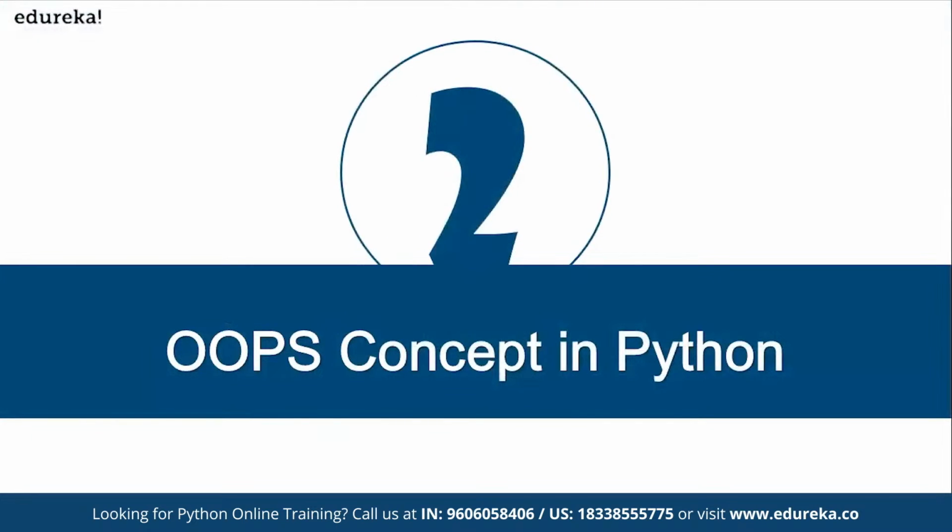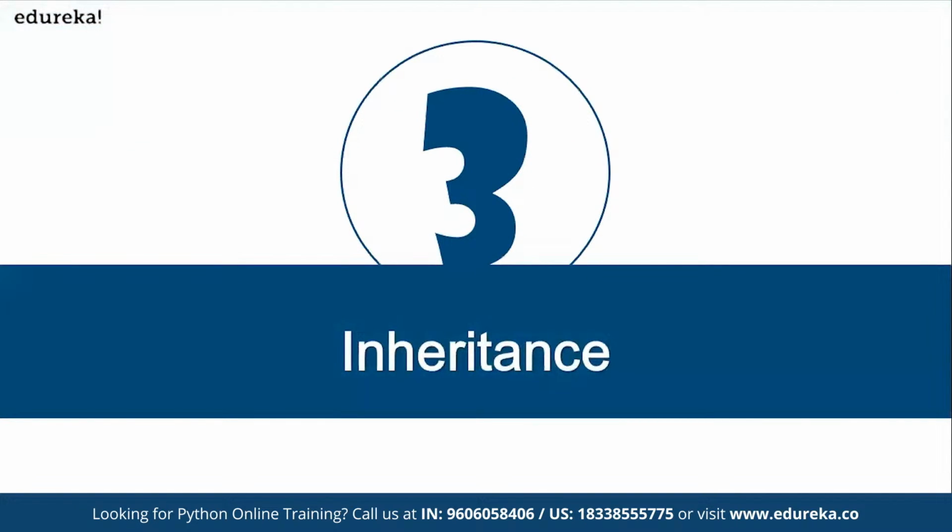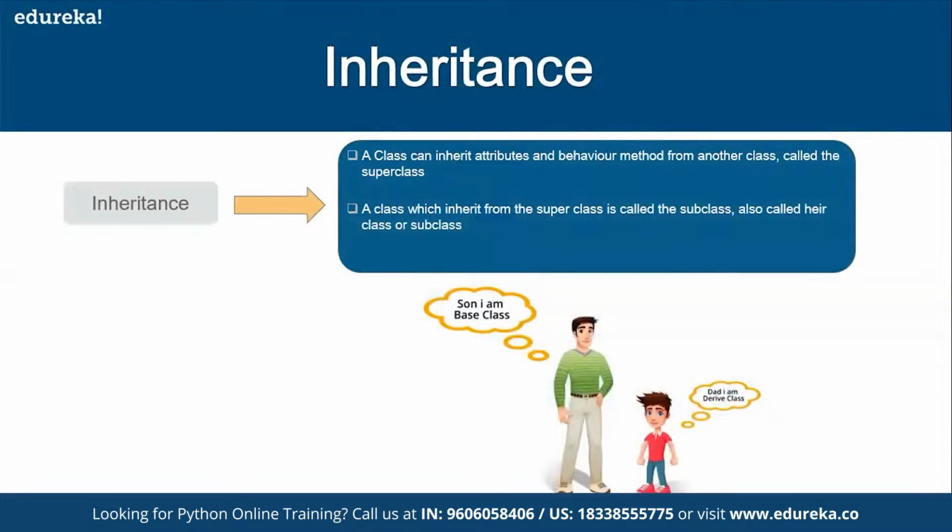Now, coming back to the PPT, let's check out a couple more object-oriented concepts in Python. First, we're going to discuss inheritance, then encapsulation, and then abstraction. These three are very important concepts in object-oriented programming, which help you as a developer to develop programming logic efficiently and with ease. Let's talk about inheritance first, because it's a very important concept in object-oriented programming.